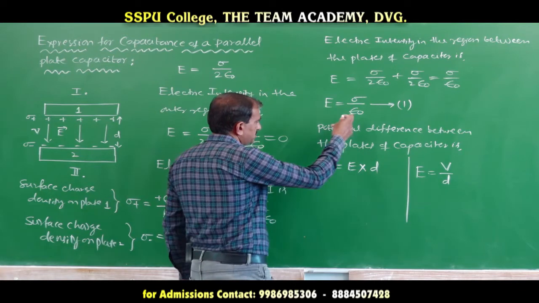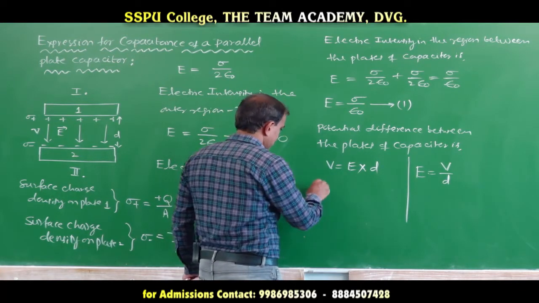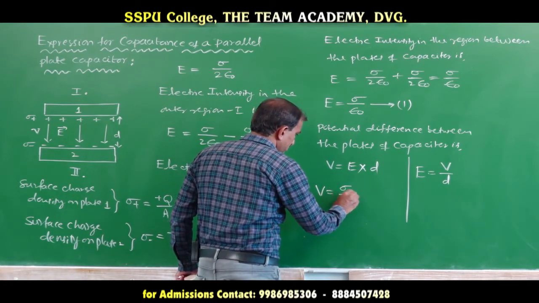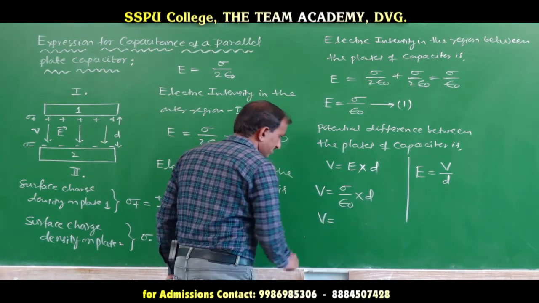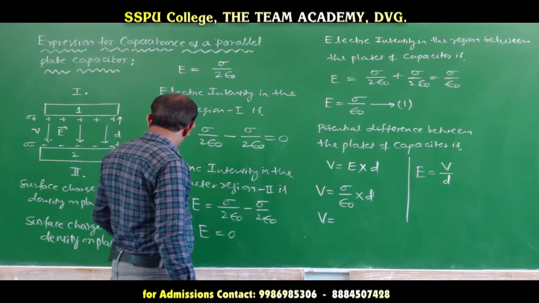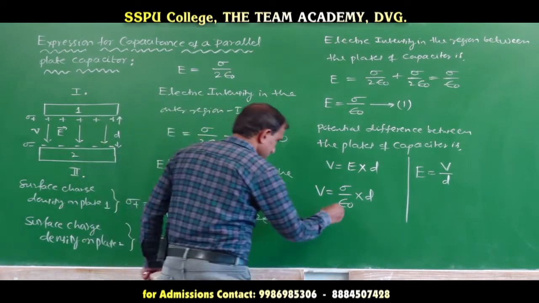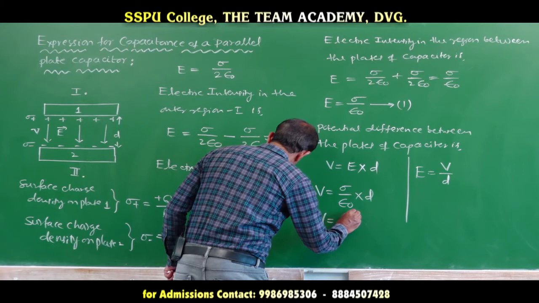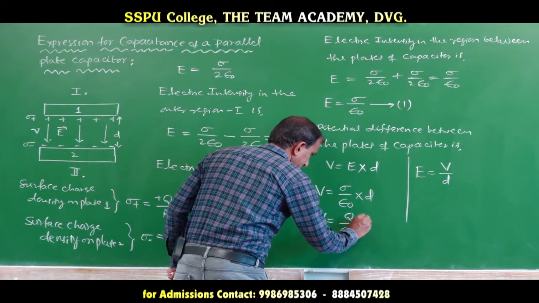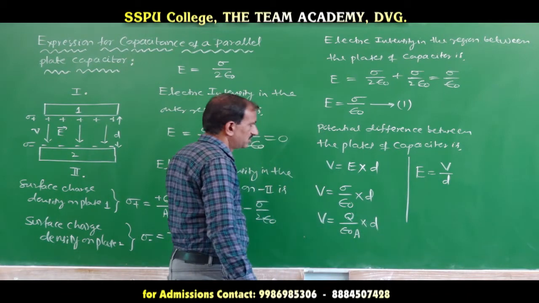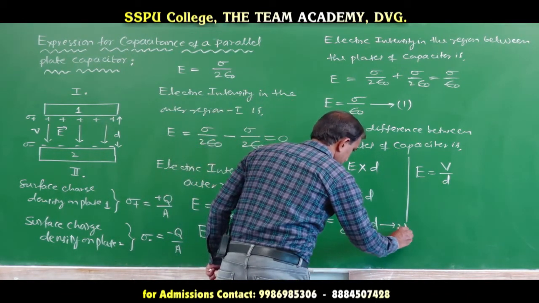See, E is equal to what? Sigma by epsilon naught. V is equal to sigma by epsilon naught into D. Sigma is equal to what? Charge per unit area. Sigma is equal to charge Q by area A, so V is equal to Q by epsilon naught into A into D. Call this equation number 2.